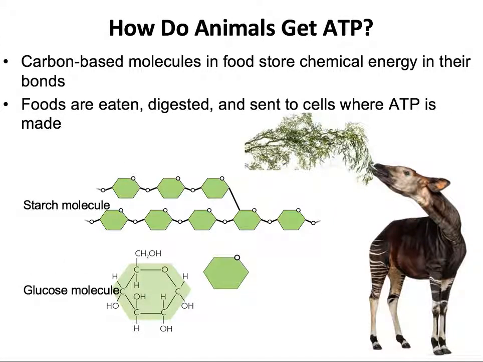So how do animals get this ATP? And we've been hinting at this, but carbon molecules inside of food, those chemical bonds, store chemical energy. When foods are eaten, digested, they are sent to cells where that ATP is then made. So here you can see starch, which is found inside of potatoes. And if you break these bonds, you can get energy out of this starch molecule. And here's glucose over here. Both of these are types of carbohydrates.